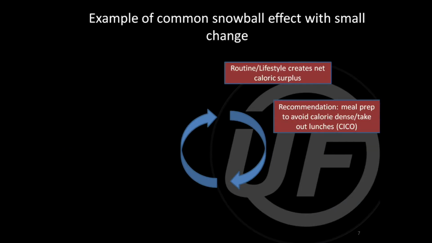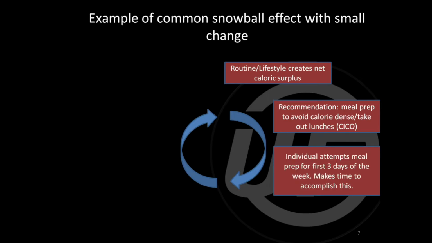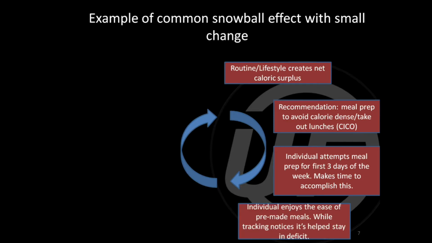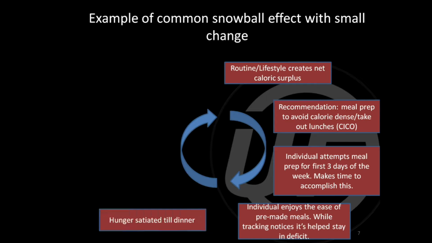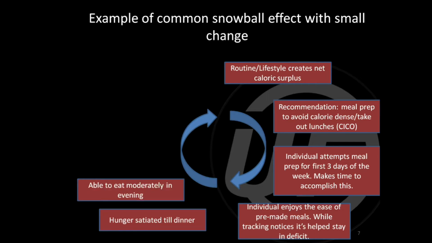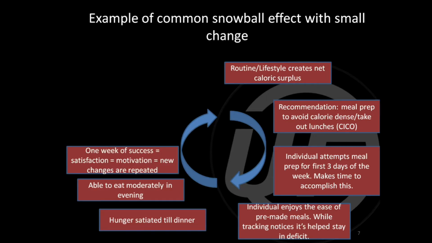This is the exact same slide, except at step 3, they've actually put the effort in just for 3 days. They've prepped their lunches for Monday, Tuesday, Wednesday, and they've taken that, and they've realized, I actually feel a lot better having these lunches. I feel like I've achieved something. I'm not hungry till dinner time, which is appropriate because I'm having more protein and less processed food. They're satiated till dinner time. They're able to eat moderately in the evening because they've had more control over their food earlier in the day.